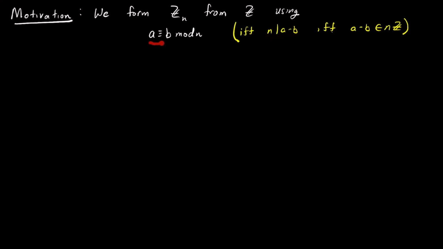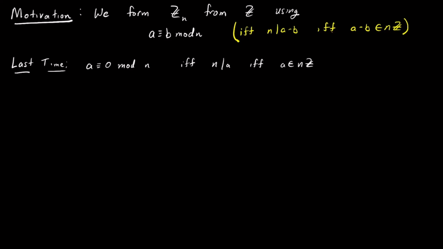So our definition was that a is congruent to b mod n if and only if n divides a minus b. And we saw in the last video that this is just saying that a minus b is in nZ, right? It's just telling me that a minus b is a multiple of n. We talked about ideals in the last video, and nZ was an example of an ideal. And in fact, it was one of our motivations for the definition of ideal.